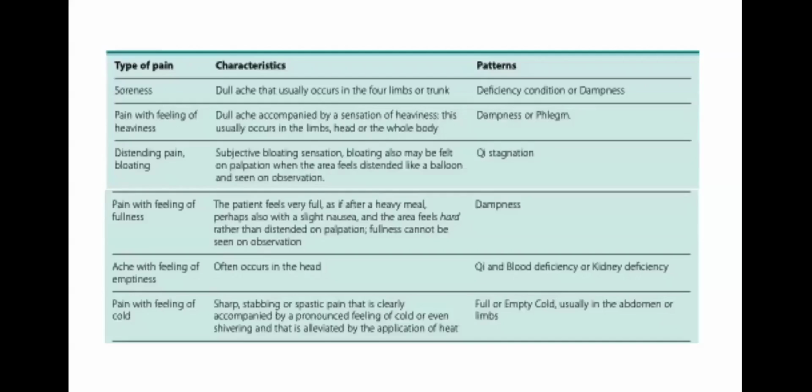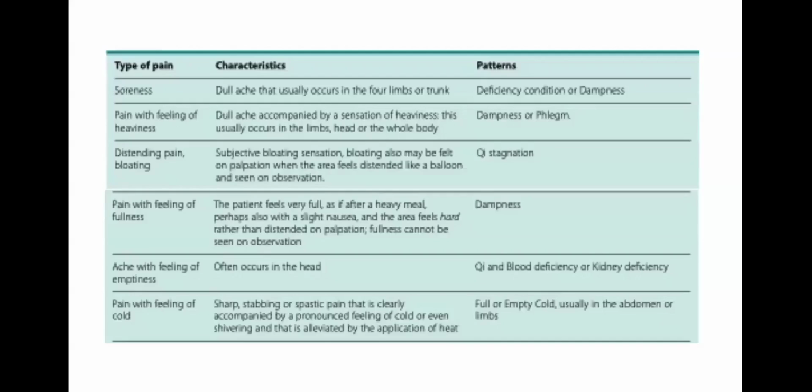Pain with feelings of fullness. The patient feels very full, as if after a heavy meal, perhaps also with a slight nausea, and the area feels hard rather than distended on palpation. Fullness cannot be seen on observation. Pattern is dampness. Ache with feeling of emptiness. This often occurs in the head. Pattern, qi and blood deficiency or kidney deficiency.